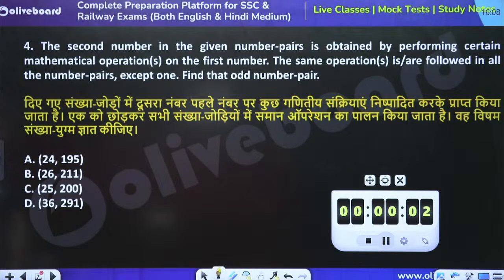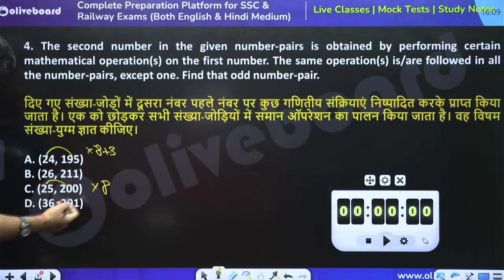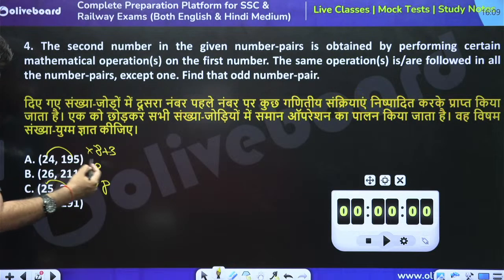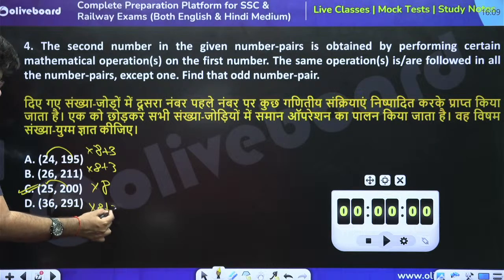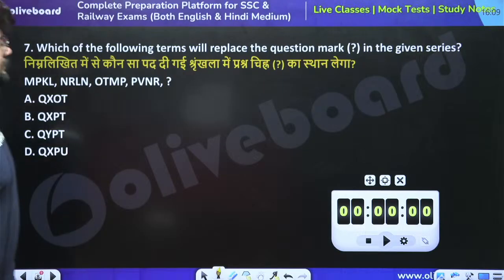Okay, now in the first go, this might not click instantly. Yes, absolutely right. Good. But if you observe carefully, you will see this. The 25 and 200, they are multiplied by 8. Just try. If you multiply this by 8, it's very close. It goes to 192. So you're increasing by 3. If you multiply this by 8, this is 208. Again increasing by 3. So we know what is the odd one out now. 36 into 8, plus 3. So my answer is option C. Next.